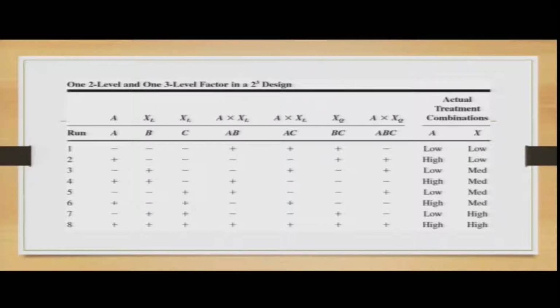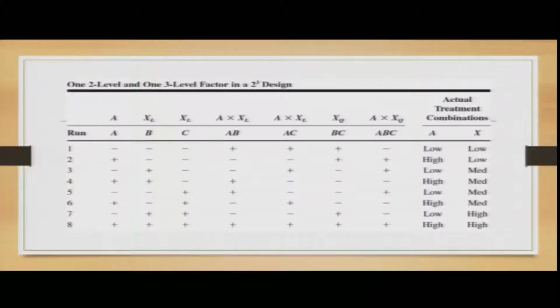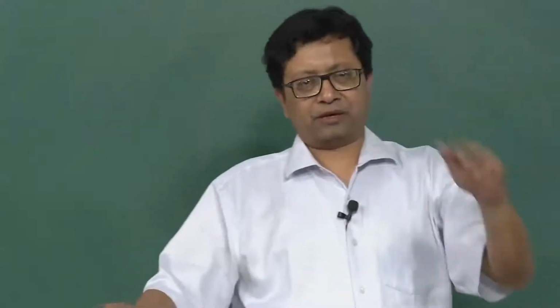I am just reading the second last column. A can be low, then high, low, high, and the corresponding values of x, which is the variable based on which we are trying to study, can be low, medium. So, obviously, now we are trying to bring the concept of low, medium, high also into the picture by this different categorization.